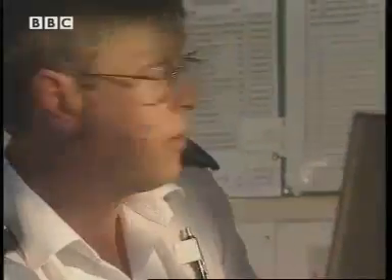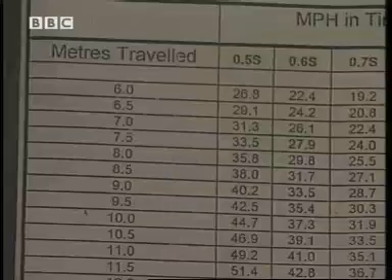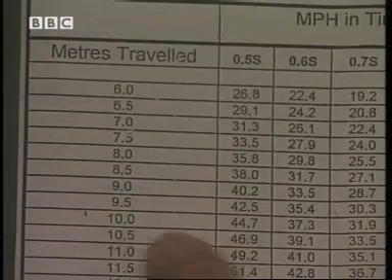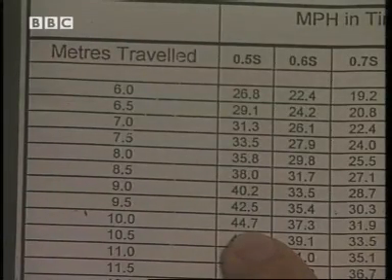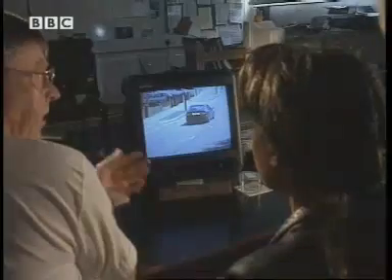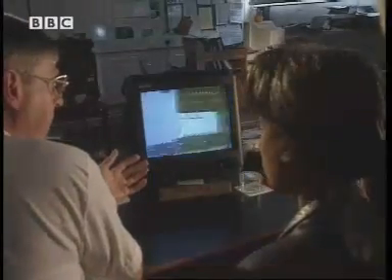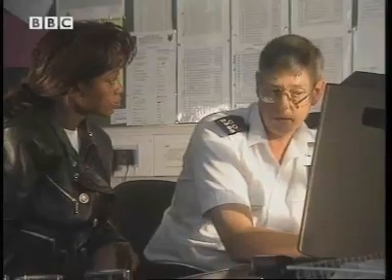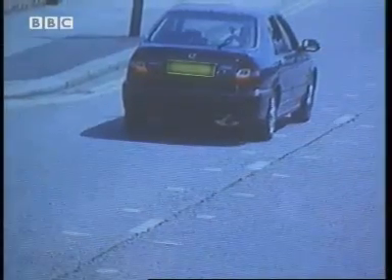That's correct. And then we look on the chart behind us and we see that metres travelled 10 and half a second equates to 44.7 miles an hour. Now that's nearly 45 miles an hour, and we will send this motorist a notice of intended prosecution.